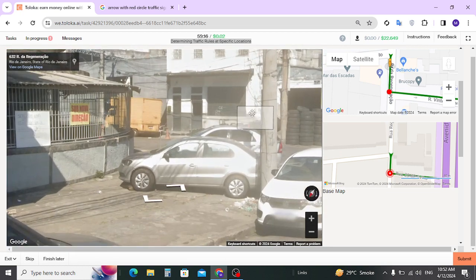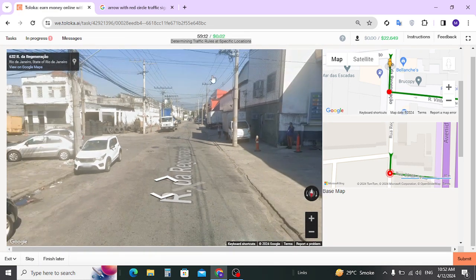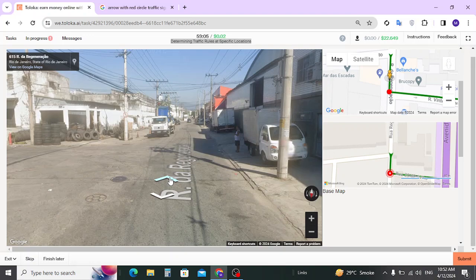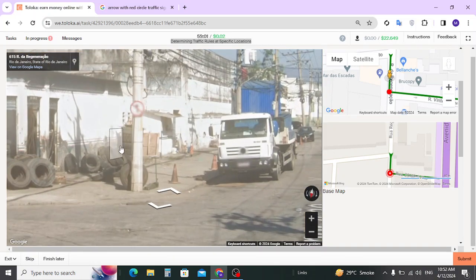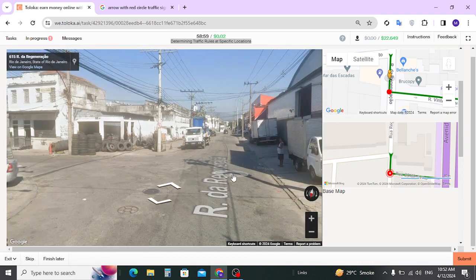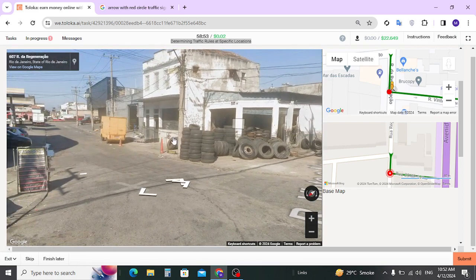You should be very careful because this is a very good paying task. Right now it's a training part, at the end it might give us 0.7 or 0.9 or something like that. If I move a little forward, then again here you can see you cannot move forward straight, but our task is to determine whether we can turn.